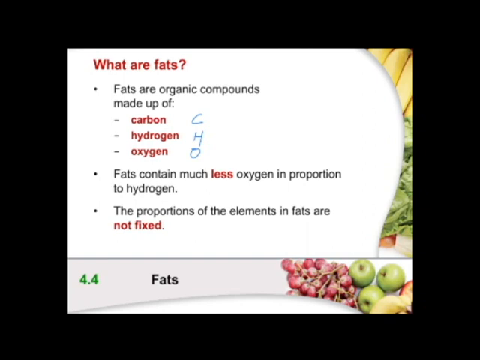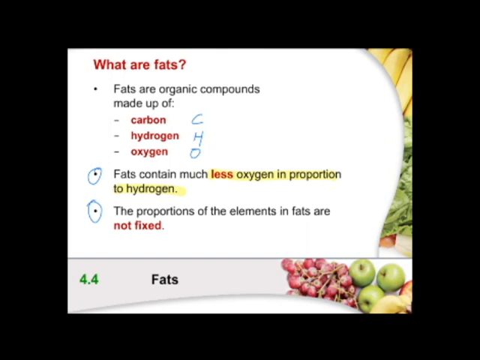Next, fats actually contain much less oxygen in proportion to hydrogen. So point number two and number three are the ones that differentiate fats from carbohydrates. Even if they give you a chemical formula with only C, H, and O, how do you tell whether it is a fat or a carbohydrate? You look at these two points. First of all, fats contain much less oxygen in comparison to the proportion of hydrogen atoms.